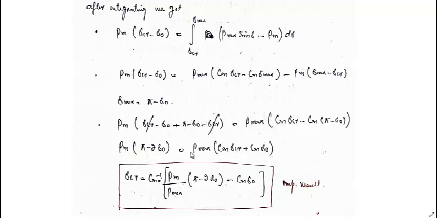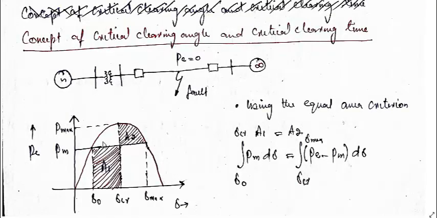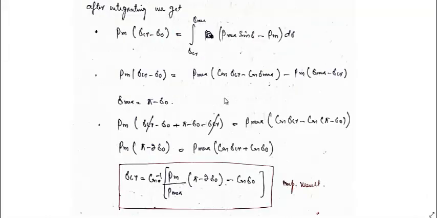So Pm divided by P max minus cos of delta naught taken to this side, then cos inverse. So delta Cr will be equal to cos inverse of Pm by P max times pi minus 2 delta naught, minus cos of delta naught. You can see it from here. This critical clearing angle depends upon the disturbance, which in this case is Pm, because here electrical power reduced to 0, and it also depends upon the delta naught, that is the initial operating condition, which we have already discussed theoretically.